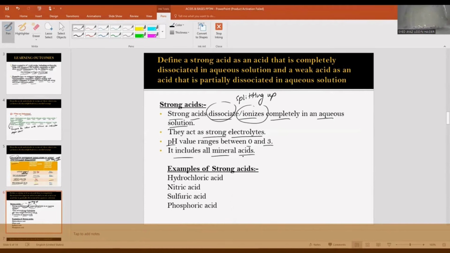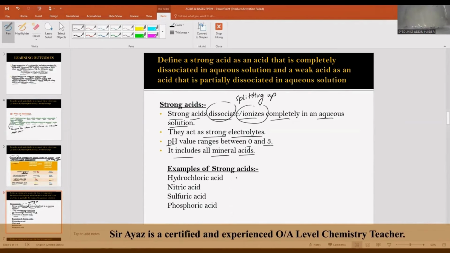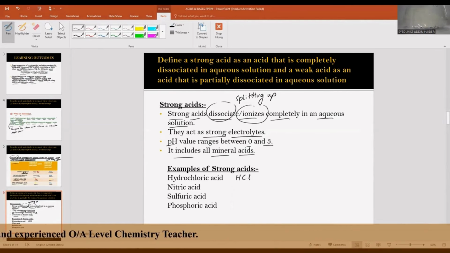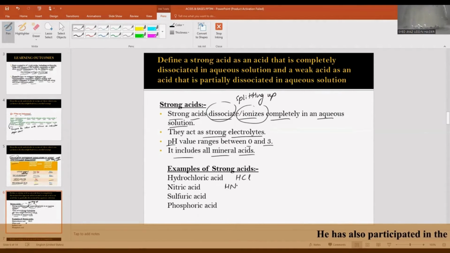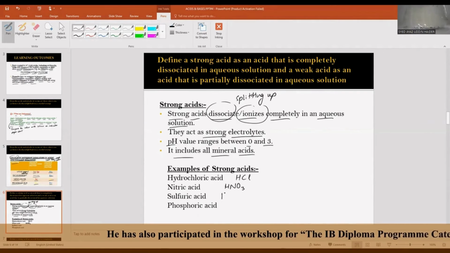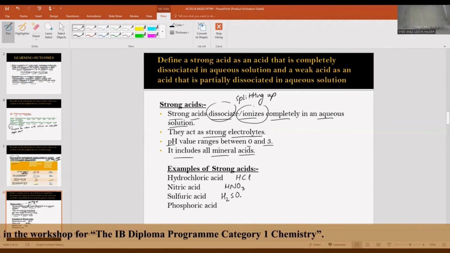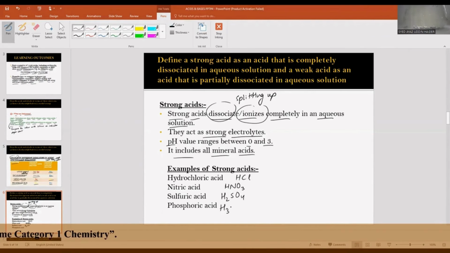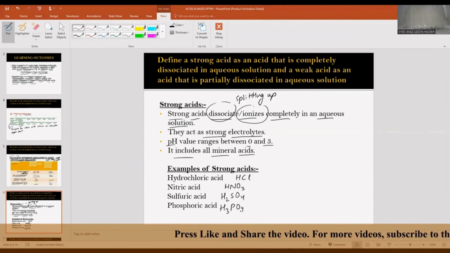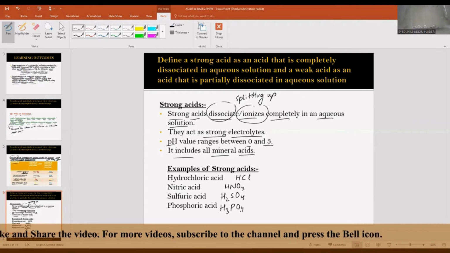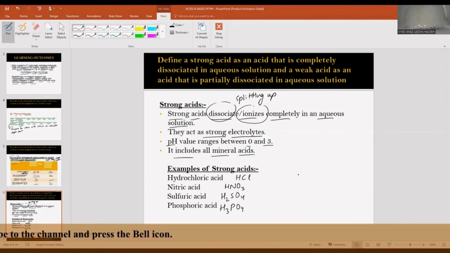Some examples of strong acids are hydrochloric acid. You know the formula, which is HCl, nitric acid, which is HNO3, sulfuric acid, which is H2SO4, phosphoric acid, it is H3PO4. There are some other examples of strong acid like perchloric acid, which is HClO4.